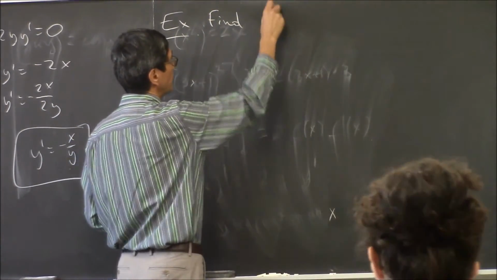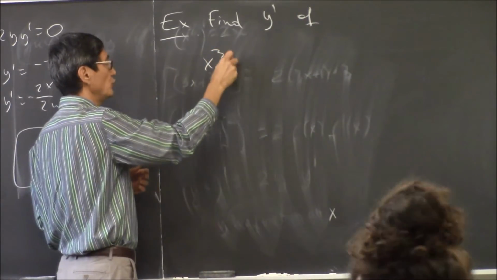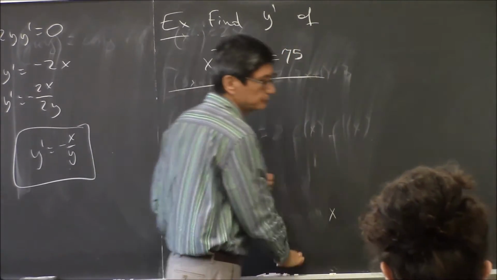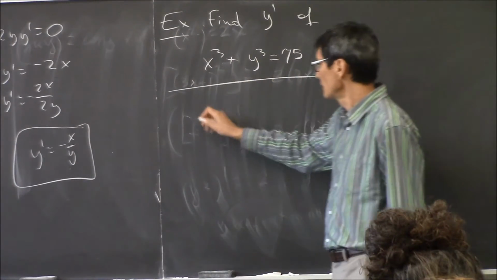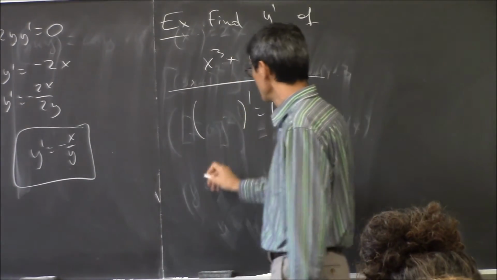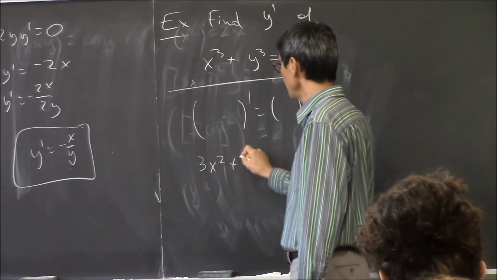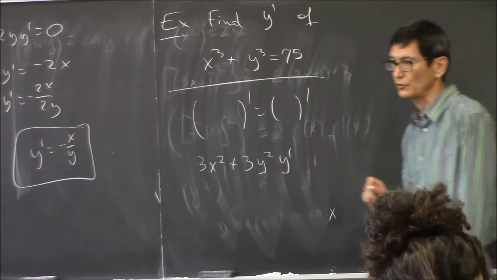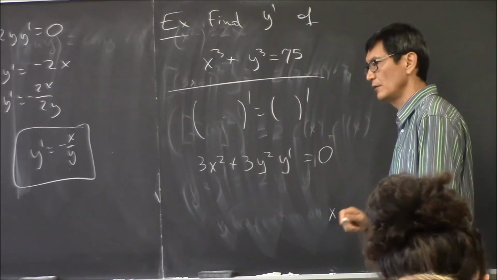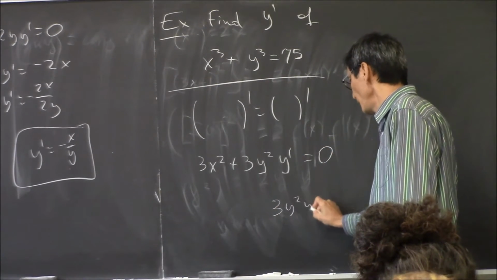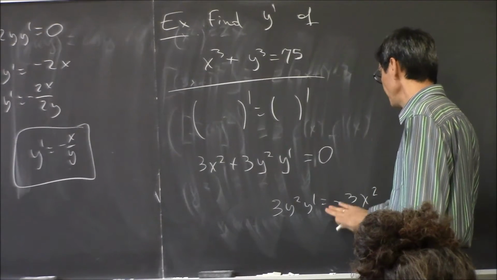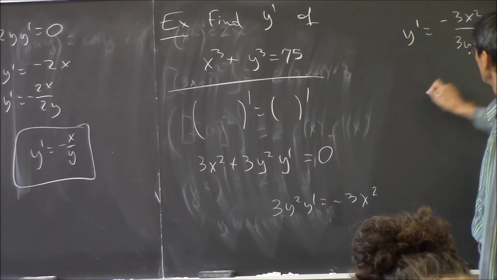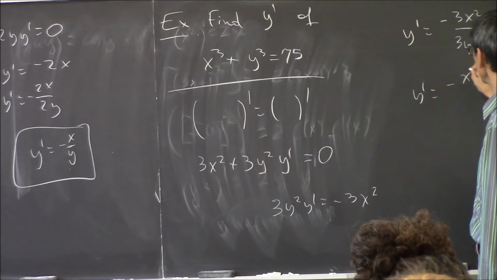Find y prime of x cubed plus y cubed equals 7. The solution will work like this. Taking the derivative of both sides, the derivative of x cubed is 3x squared, and the derivative of y cubed is 3y squared times y prime, because y is a function of x, using the chain rule, and the right side equals 0. So we get 3y squared y prime equals negative 3x squared. So eventually y prime is negative 3x squared over 3y squared. Y prime is negative x squared over y squared.